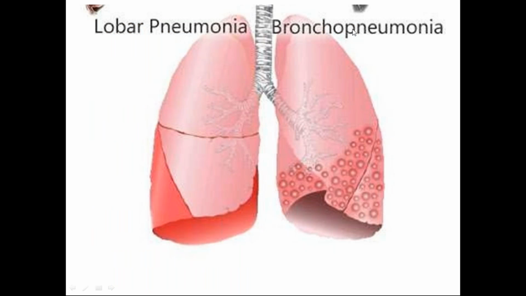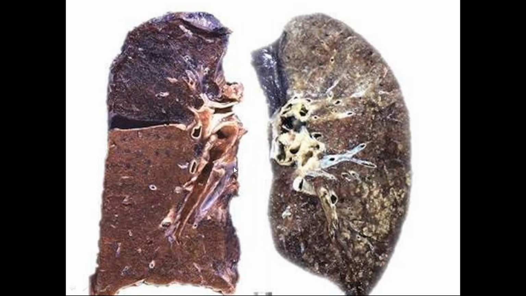So this is lobar pneumonia and this is bronchopneumonia. This is diffuse consolidation of the lung, consolidation of the lobe of the lung, and here there is partial consolidation, patchy consolidation. And this is diffuse consolidation. Here there is patchy consolidation.